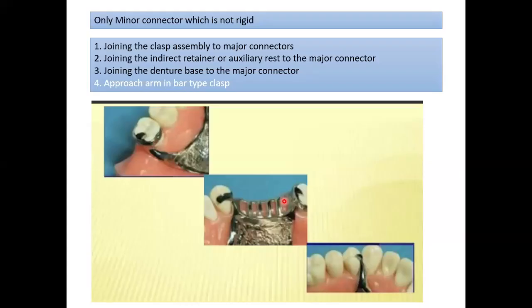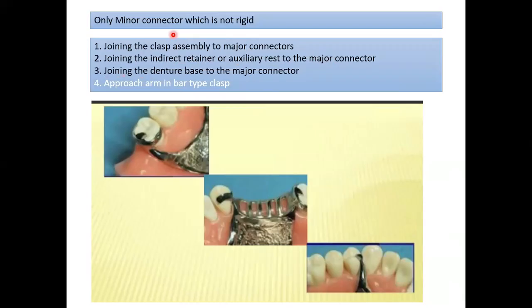Only major connector which is not rigid. So these are the different types of major connector. That is a major connector formed by joining the clasp assembly to the major connector, a major connector joining the indirect retainer or an auxiliary rest to the major connector, a minor connector joining the denture base to the major connector, or an approach arm in the case of a bar type clasp. Generally all your minor connectors should be rigid.